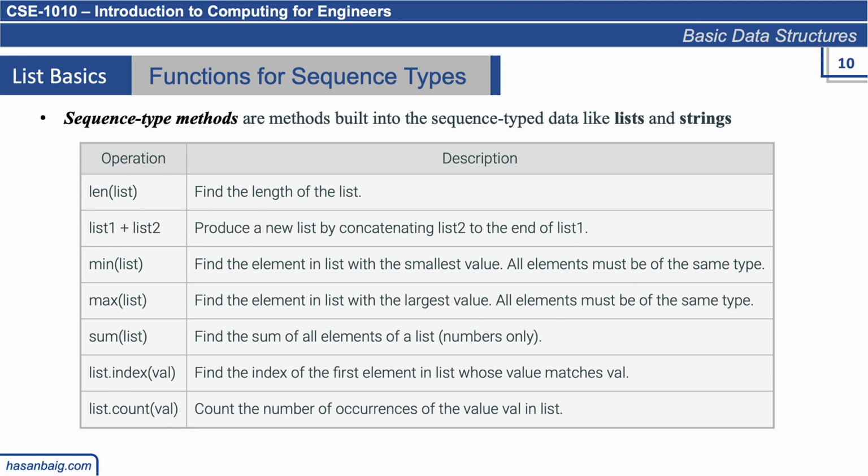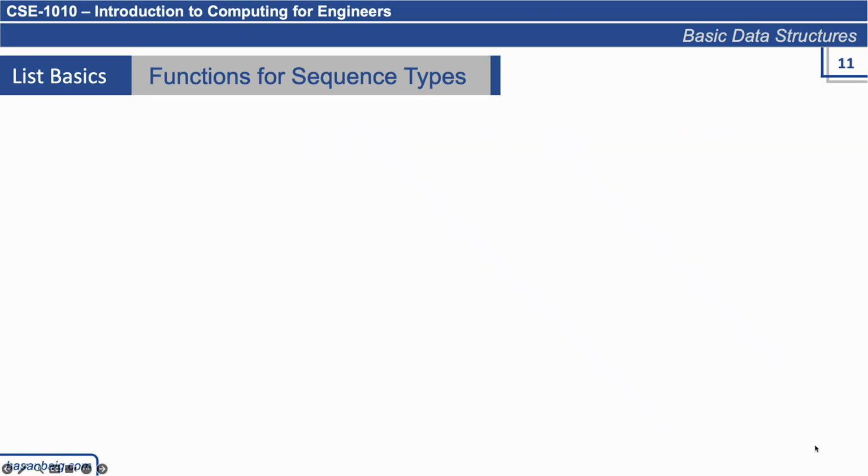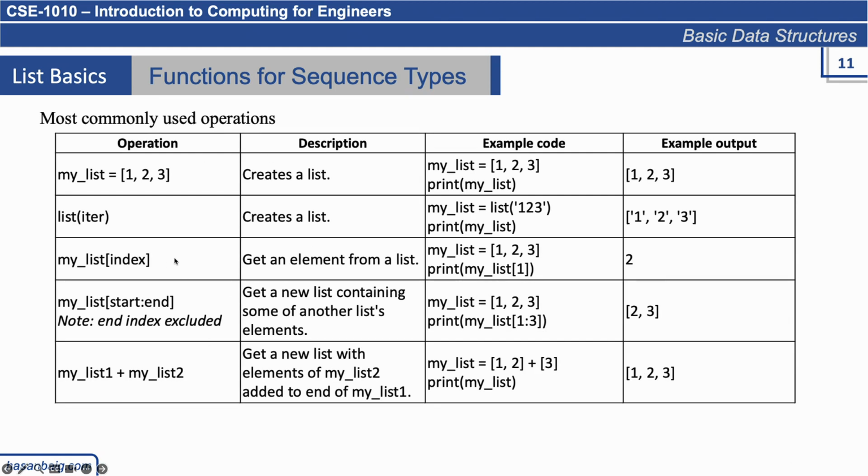Similarly, list.count(value): if you have multiple elements occurring multiple times in the list, we can count the number of their occurrences. So these are some examples. This is how we create a list. We have already seen that.